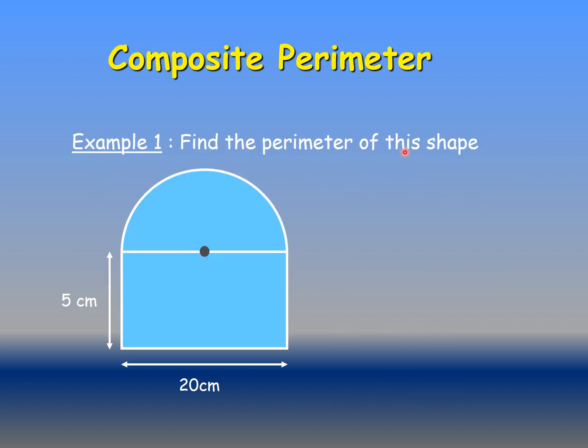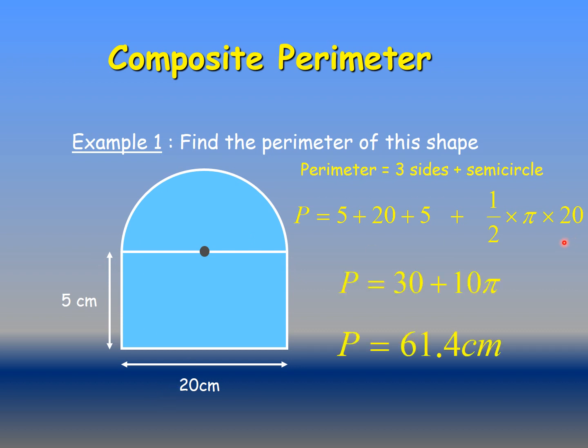Now look at this. How will we find the perimeter of this shape? We have a half circle and we have a rectangle. First you have to find the perimeter. There will be 3 sides. Look at this, 1, 2, 3, and the semicircle. So P equals 5 plus 20 plus 5, plus this will be, as you know, half pi d, right? So half pi times d, where d is 20. Finally your answer will be 61.4 centimeters, the perimeter of this composite figure.